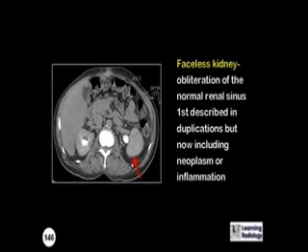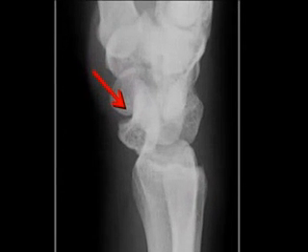This is a faceless kidney, representing obliteration of the normal renal sinus, first described with duplications of the kidney, but now also seen in neoplasms or inflammation. What is the name of this sign?